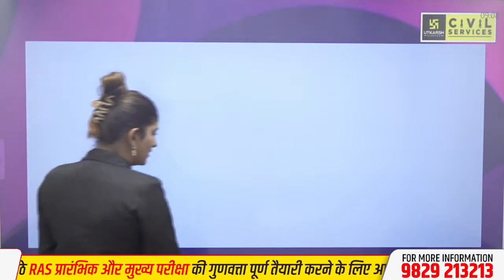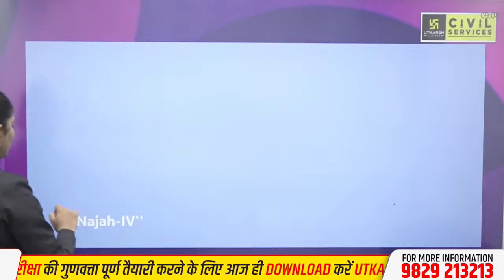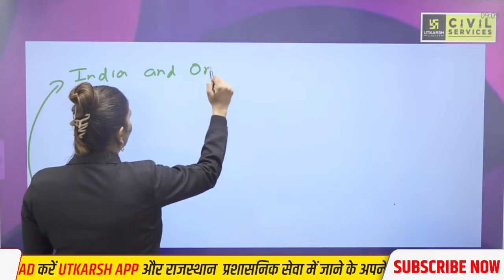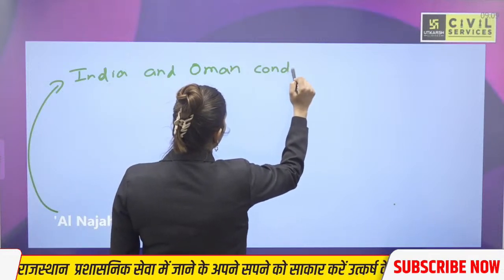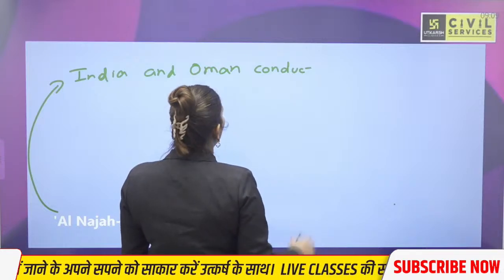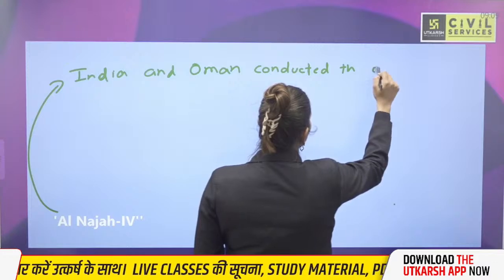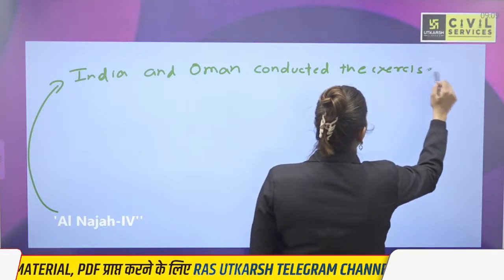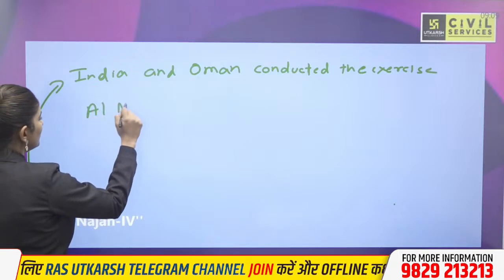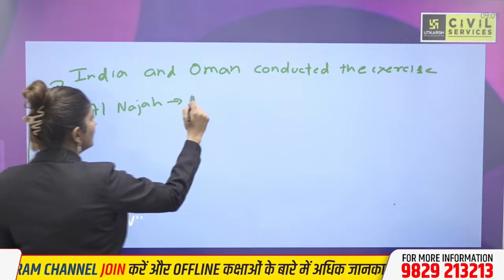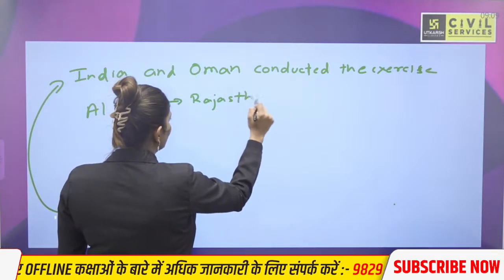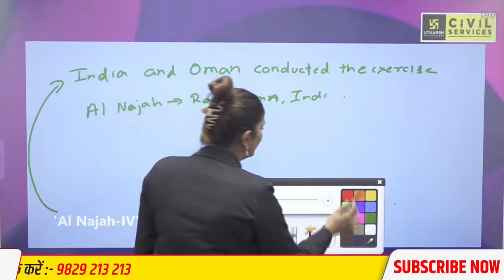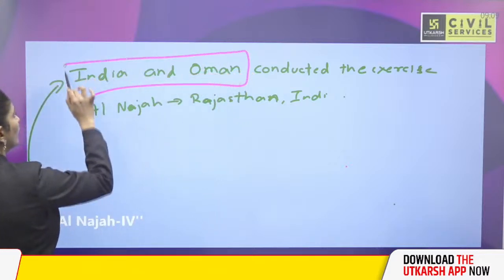Moving on, Al-Naja. Al-Naja is also a very important exercise. Al-Naja was conducted between India and Oman. That was also conducted in Rajasthan only. That is why it is important for you to remember it. Alright. Between whom? Between India and Oman. Something again you have to remember, between India and Oman, the exercise Al-Naja was conducted.